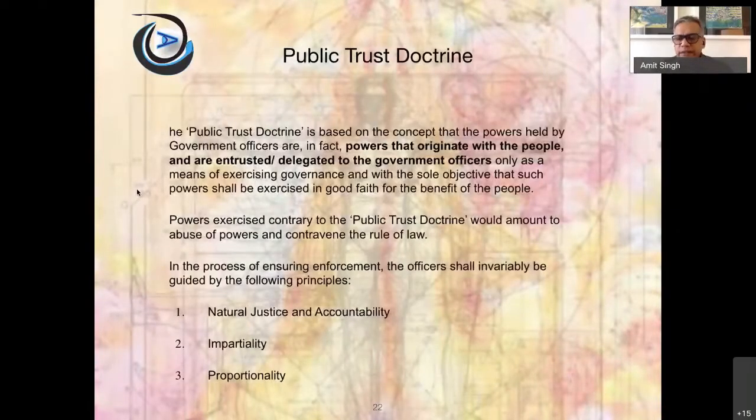This is part of the enforcement manual of the regulator, which very few people are aware of. This is called the Public Trust Doctrine. This says that the powers basically originate with the people and are entrusted, delegated to the government officers only as a means of exercising governance and with the sole objective that such powers shall be exercised in good faith for the benefit of the people.